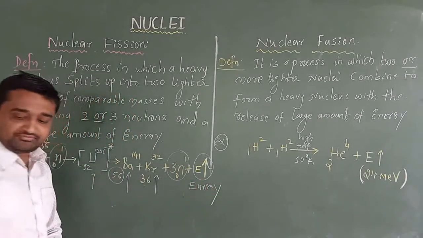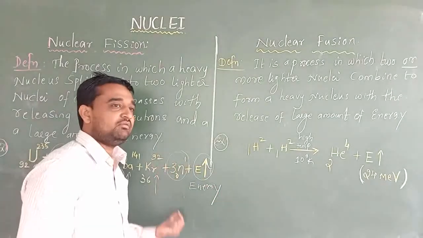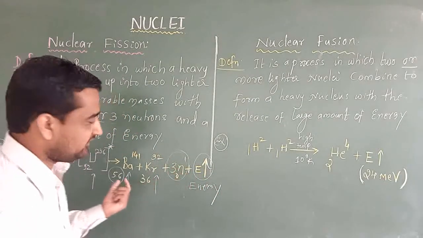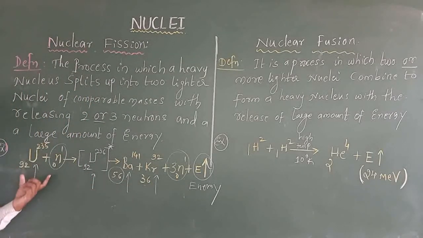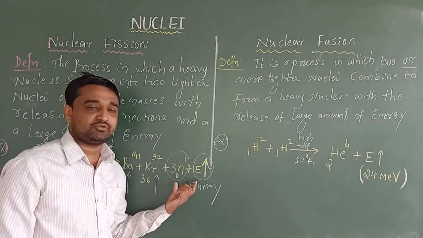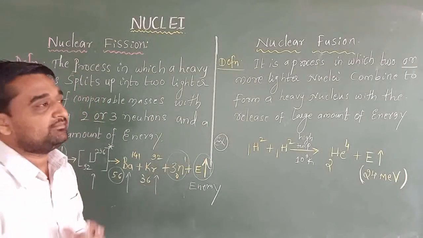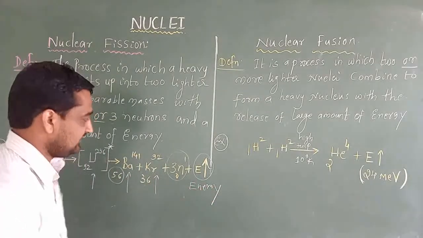So the large amount of energy is released here. For that we are going to calculate the mass of the reactants and the mass of the products. I gave the calculation of mass defect in the previous class, with this example. The masses of the reactants and the products are given in terms of AMU. Then you have to calculate the mass defect, and by multiplying by 931 MeV, you will get the amount of energy released here.